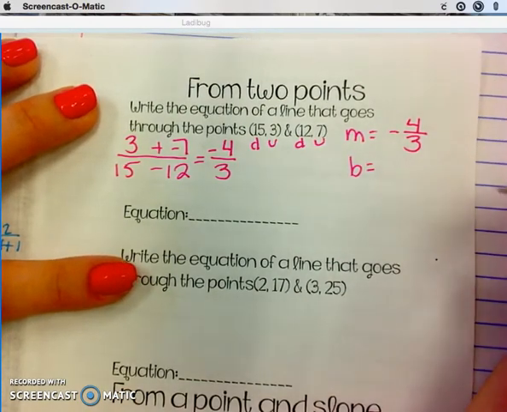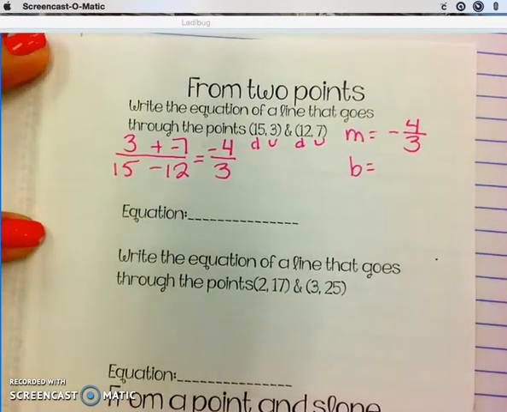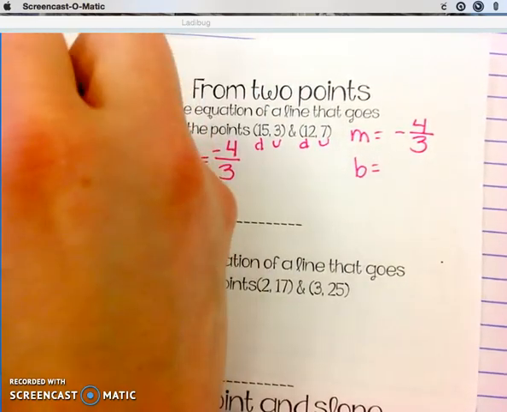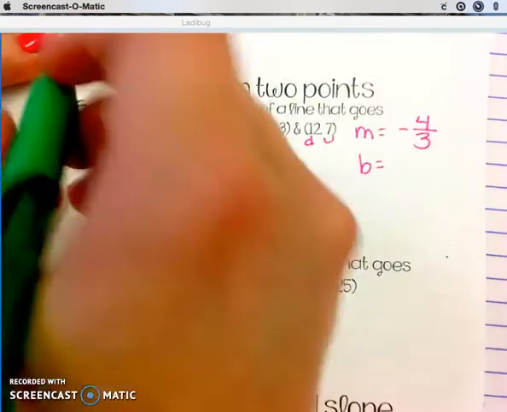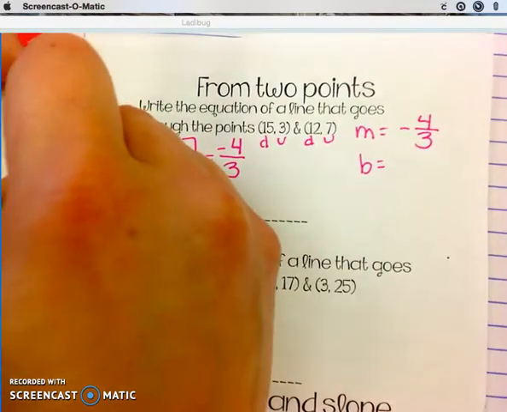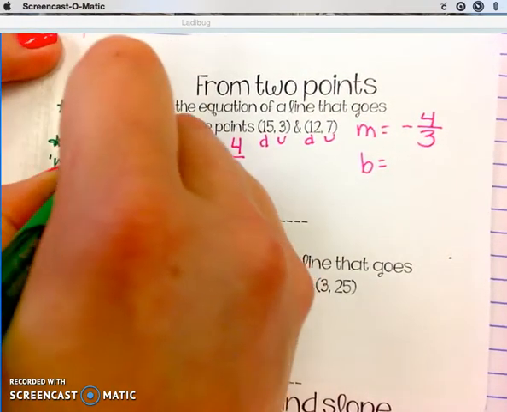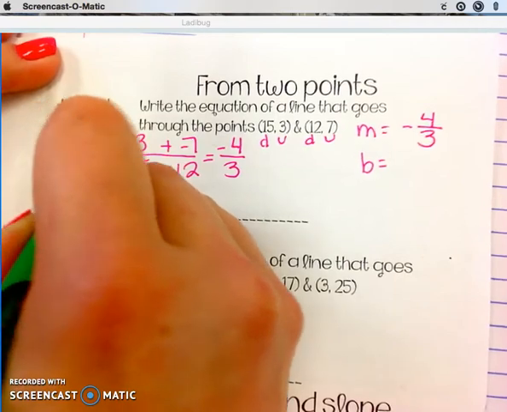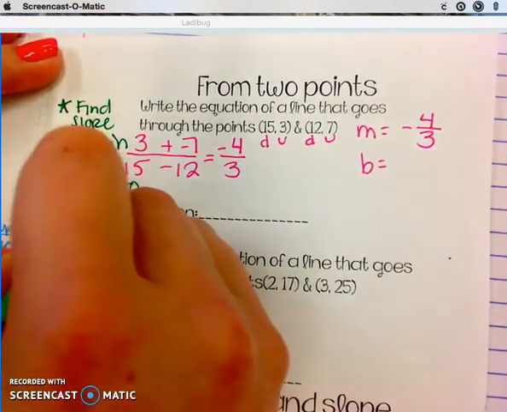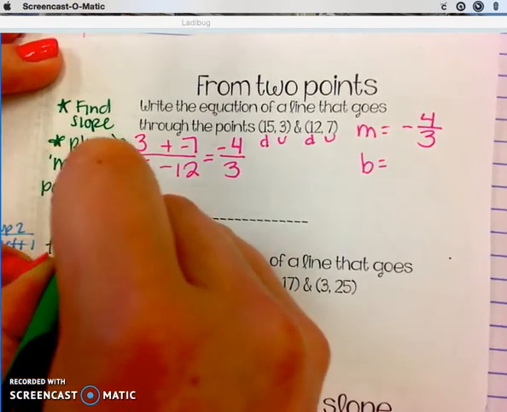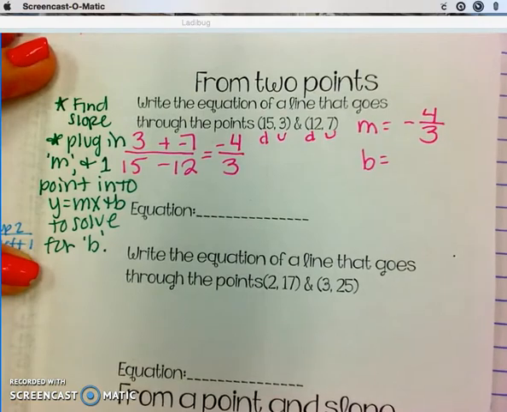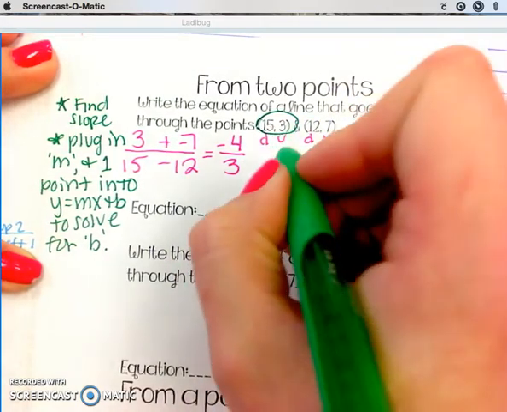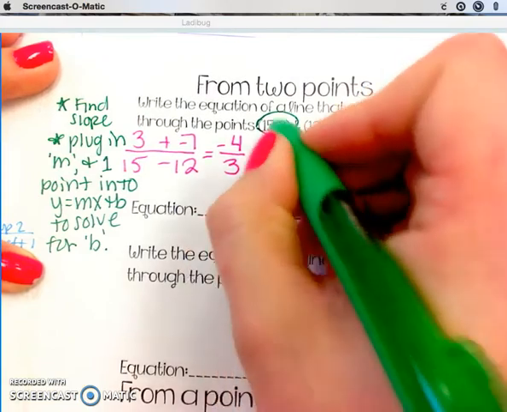I also need an intercept. To find the intercept, first things first, we have to find the slope. And now, to find the intercept, you're going to plug in m, which is your slope, and 1 point into y equals mx plus b to solve for b. I'm going to plug in the first point. It doesn't matter which point you pick. The y value, plugging it into y equals mx plus b, is 3. That's my x and my y.